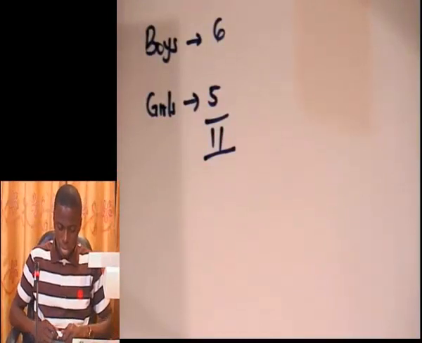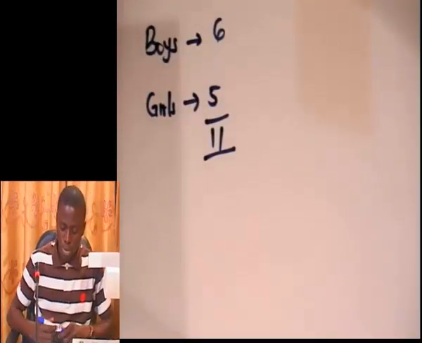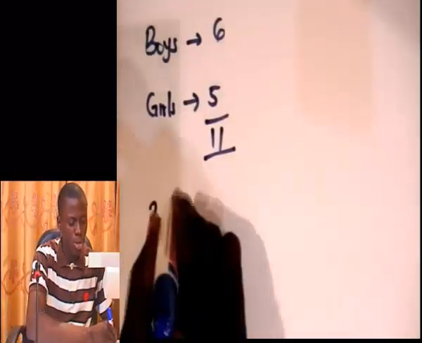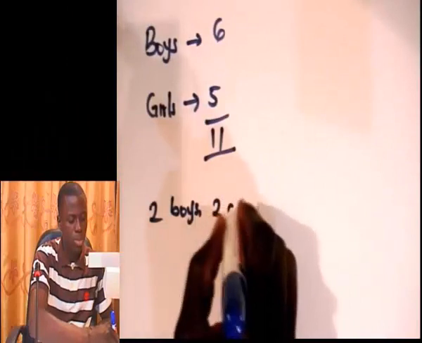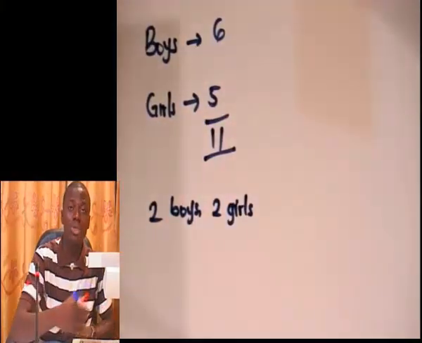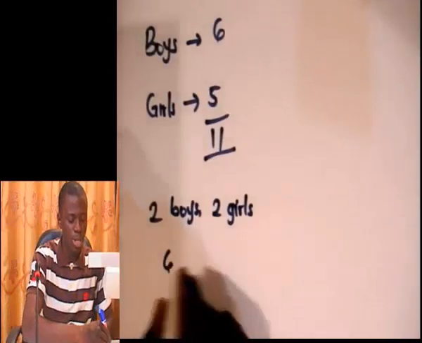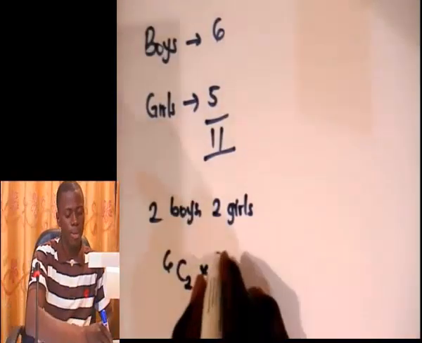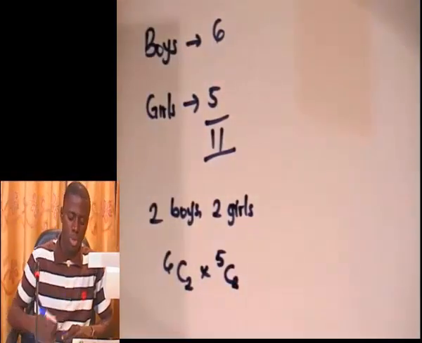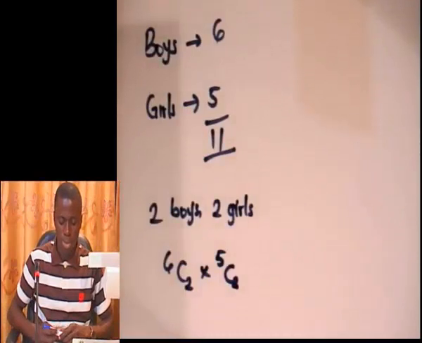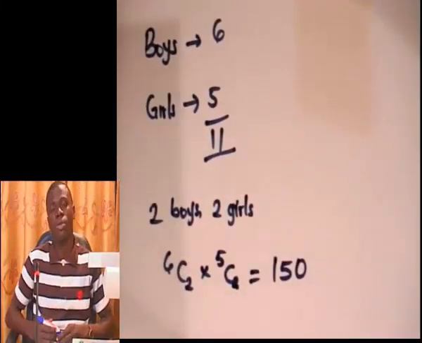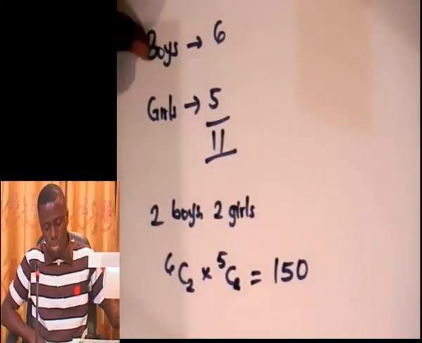We want to choose 4. Suppose it must contain 2 boys and 2 girls. It is clear we are picking 2 boys from 6, that is 6 combination 2, multiplied by picking 2 girls from 5, that is 5 combination 2. So that gives us 150 different ways of making such a selection.